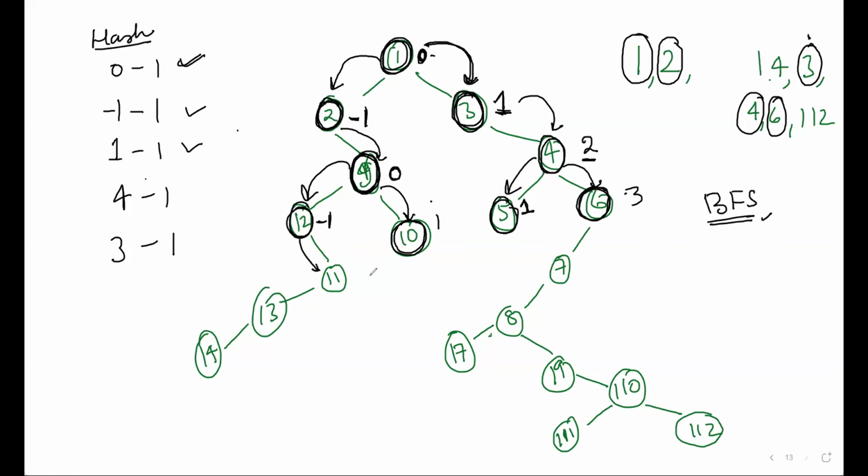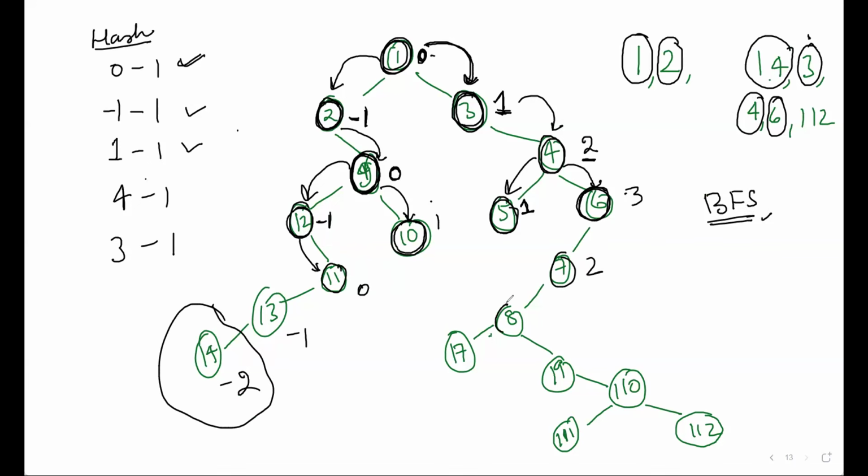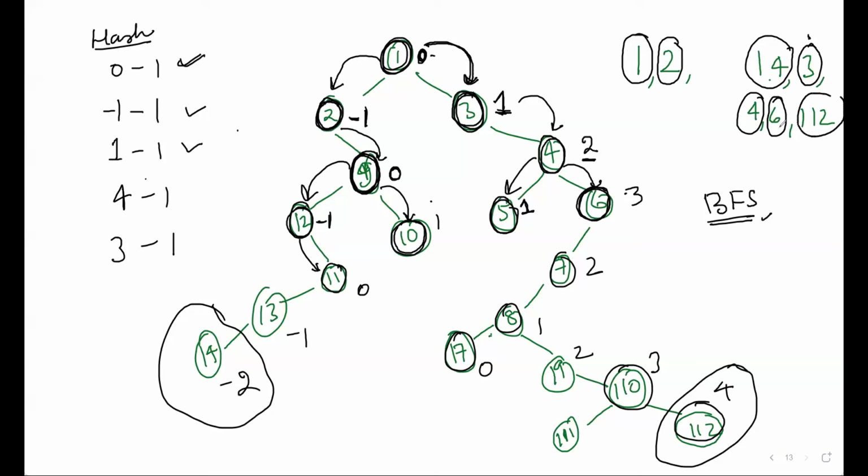So from here we'll go to its child, which is 11 present at 0. This is -1. This is -2. So -2 we are getting here for the very first time. So 14 will be printed. Similarly, 7 is at 2, 8 is at 1, 17 is at 0, 19 is at 2, 10 at 3, and 112 at 4. So this distance 4 is occurring for the very first time. So I'll print it.